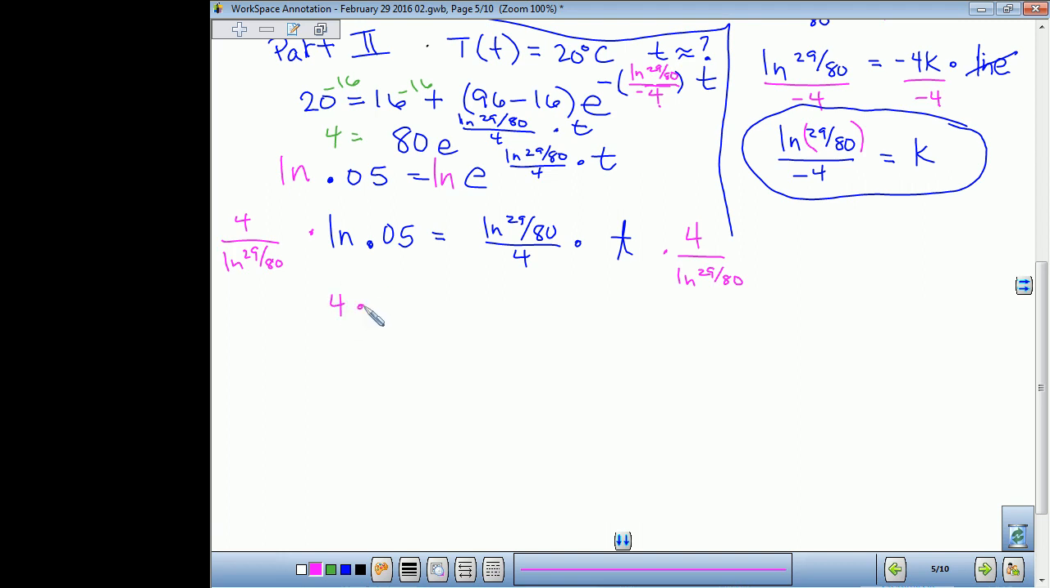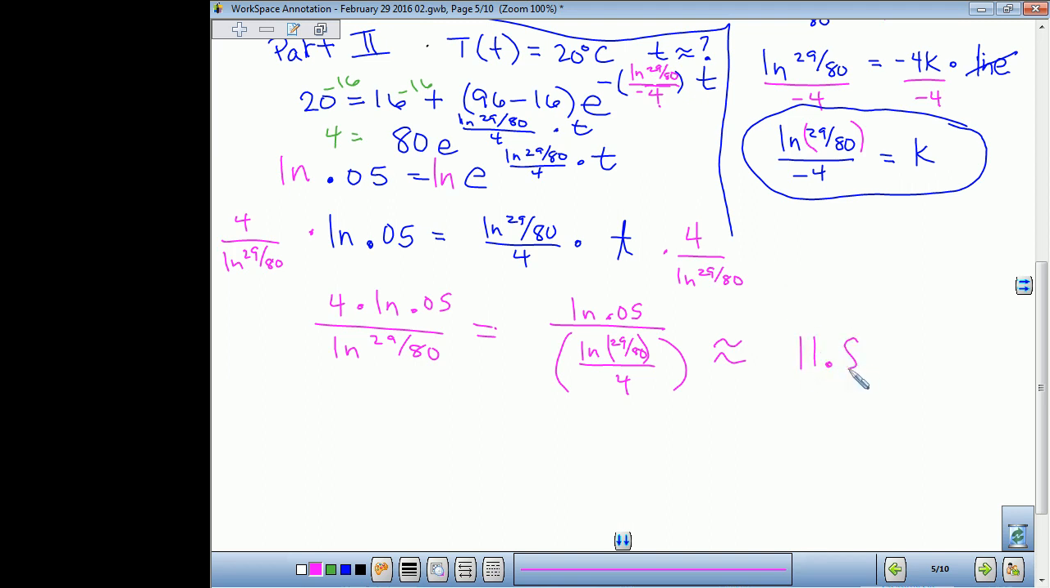So what we could punch in is 4 times ln of 0.5. Enter. Divide by natural log of 29/80ths. Or, if you're good with a calculator, you could have done natural log of 0.5 divided by, big parentheses, natural log of 29/80ths, close your little parentheses, divided by 4. Either way, if you enter it accurately, you should get approximately 11.81 minutes later.